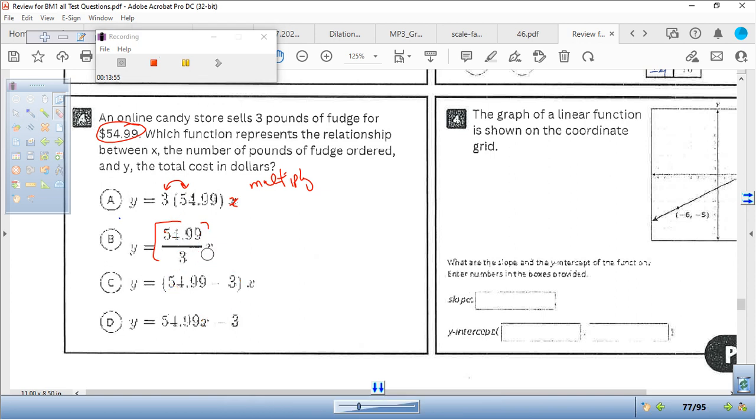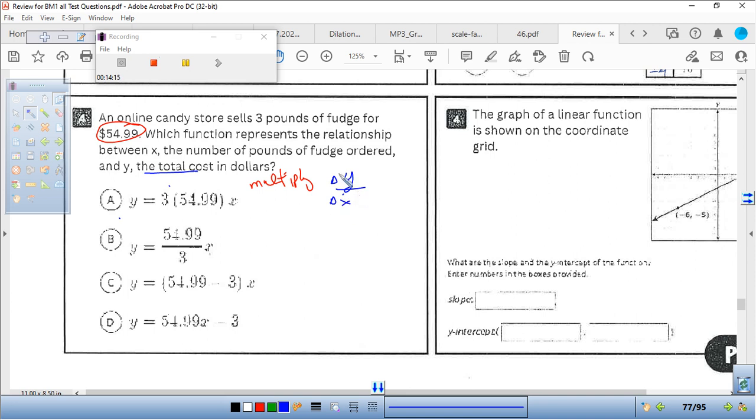It's really B. Because it says here, which function represents the relationship between X, the number of pounds of fudge ordered, and the total cost. So it's saying X, the number of pounds, right? And if you can't remember, it's always going to be Y, okay, change in Y over change in X.